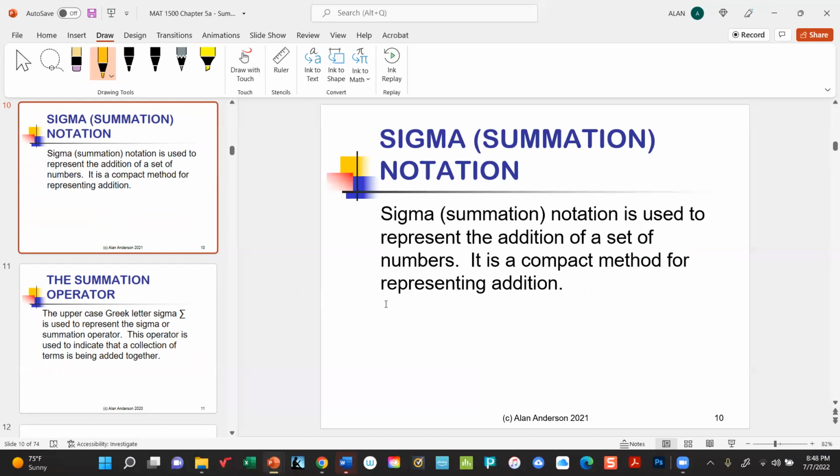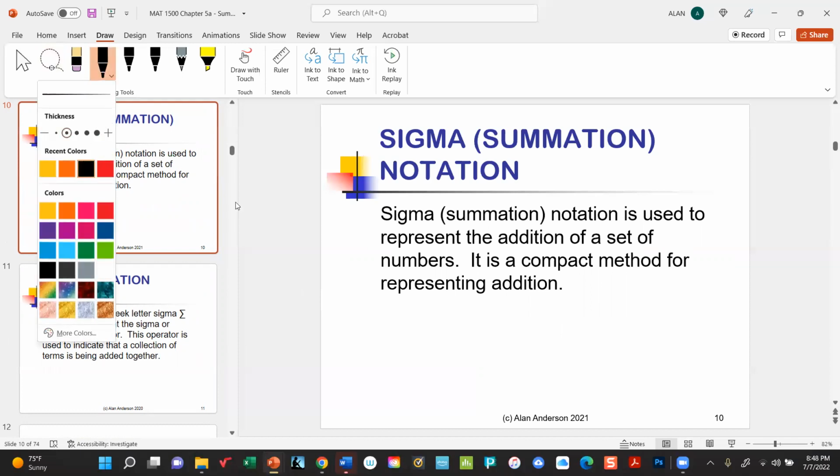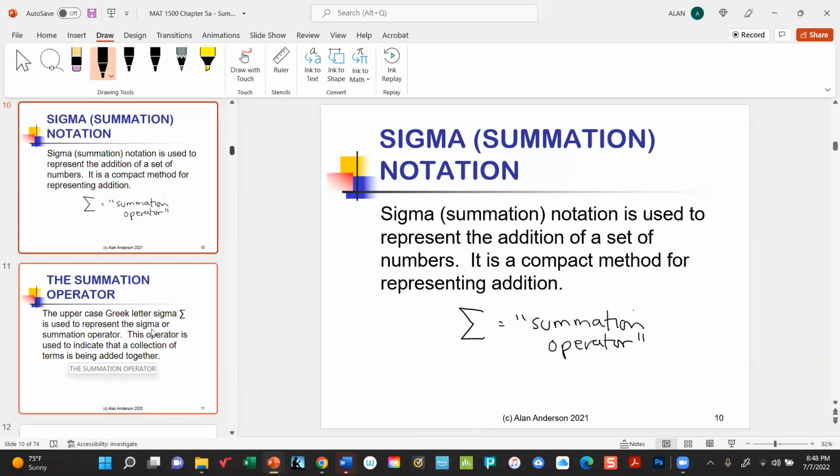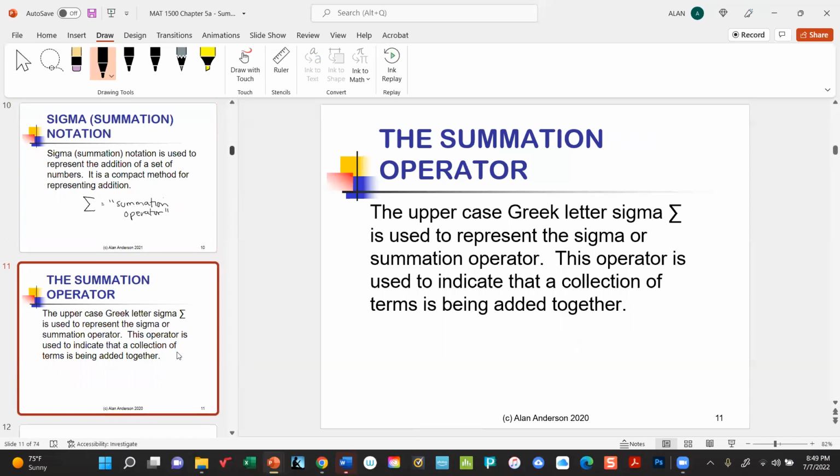I'm sure you've seen this before, but the Greek letter sigma is frequently used to represent sums or summation. Sometimes it's called the summation operator. We're going to use it quite a bit here in our discussion about integrals. So what we want to do here is review how this thing works. Okay. So it basically tells you that you're adding some numbers together. That's really all that it is.